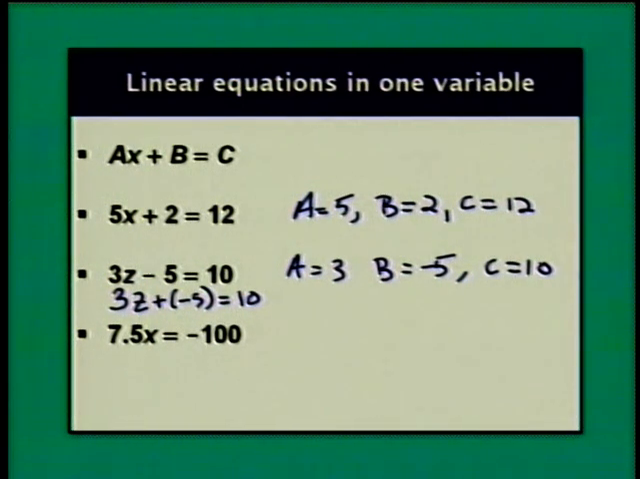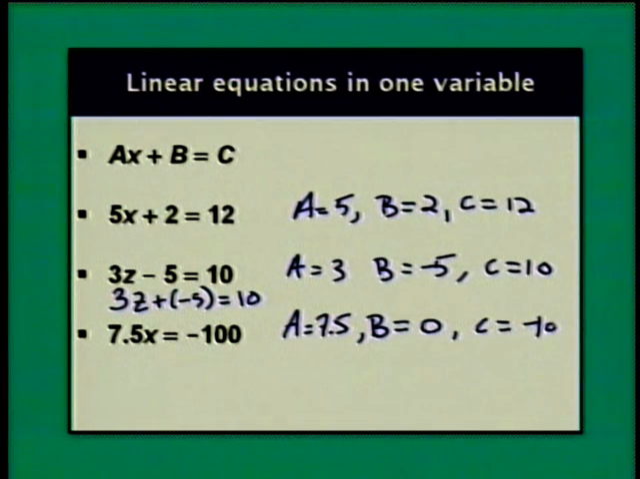7.5x equals negative 100. There's no b here, but that doesn't mean b is nothing. In this example, b equals 0 because we're just adding 0 to the term with the x. a is 7.5 and c is negative 100.